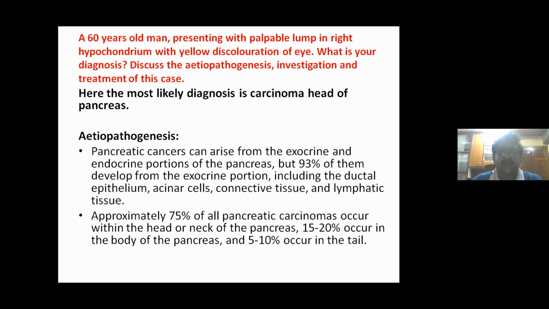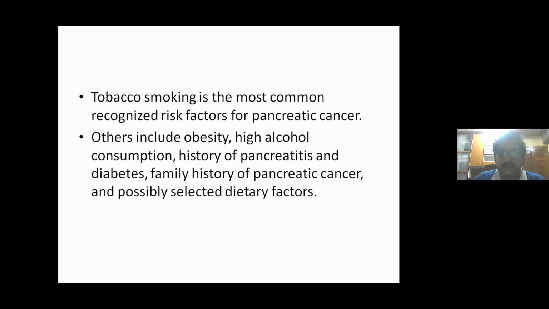Etiopathogenesis. Pancreatic cancers can arise from the exocrine and endocrine portion of the pancreas, but 93% of them develop from the exocrine portion, including the ductal epithelium, acinar cells, connective tissue, and lymphatic tissue. Approximately 75% of all pancreatic carcinomas occur within the head or neck of the pancreas, 15 to 20% occur in the body of the pancreas, and 5 to 10% occur in the tail.